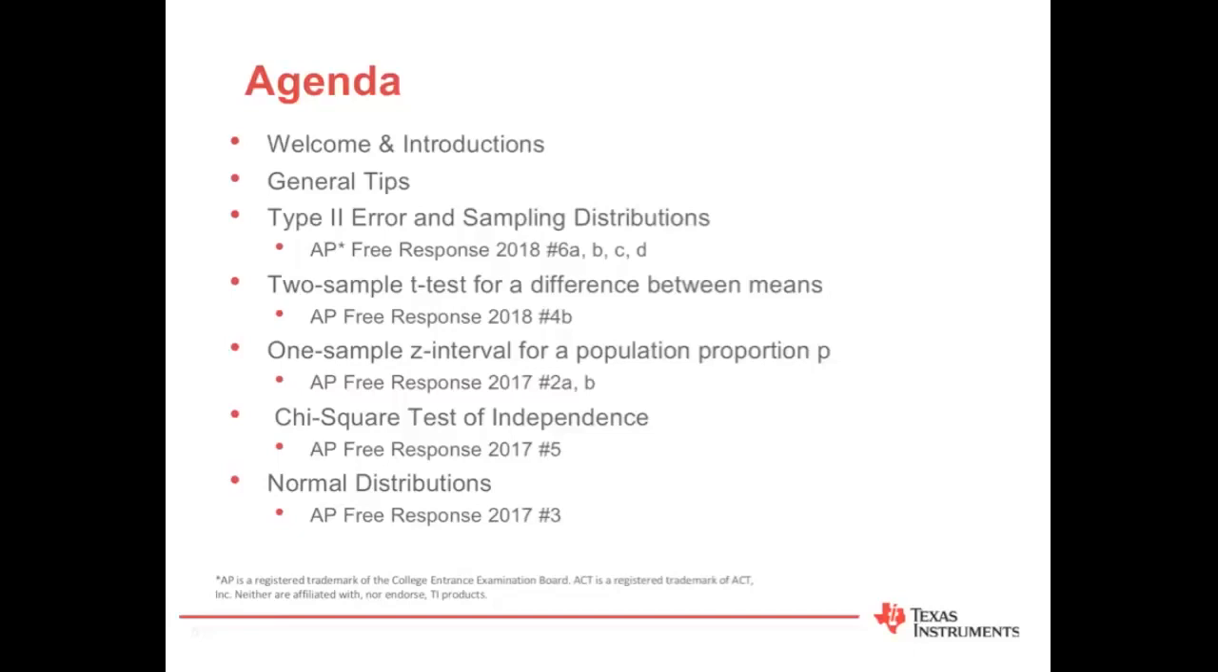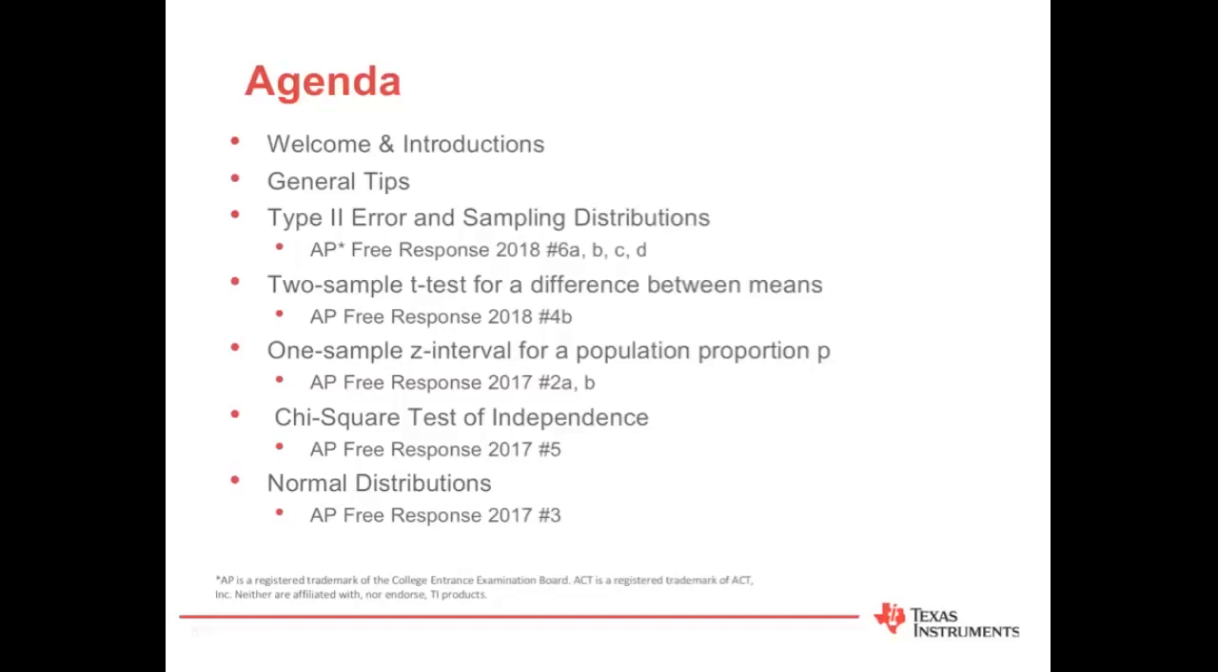We're going to talk about type 2 error and sampling distributions, where we'll be able to look at a normal distribution and how our technology can help us find the numbers that we need to answer those questions. Then we're going to look at a 2-sample t-test for a difference between means to make sure they can answer the AP problem that we're going to view. Then we'll move into confidence intervals. And so we picked a 1-sample Z interval for population proportions to take a look at. And then back to hypothesis testing, the chi-squared test. That's the one that's a little bit different using our technology. And if we have time, we'll finish up with a normal distribution problem.